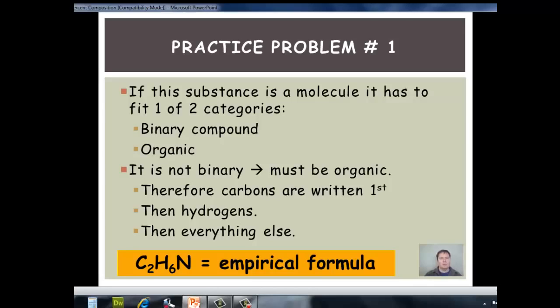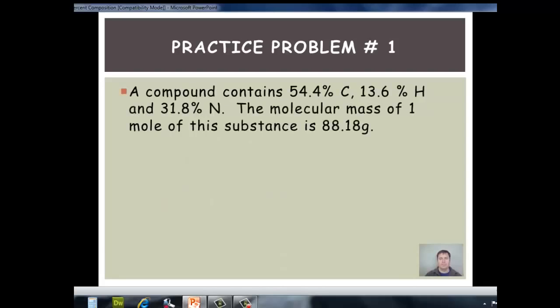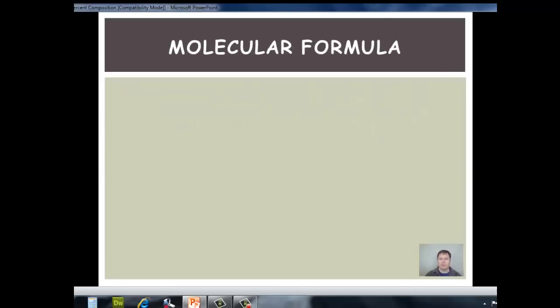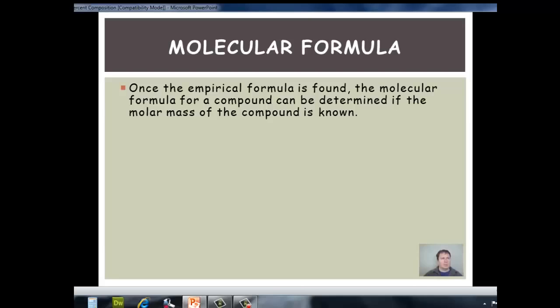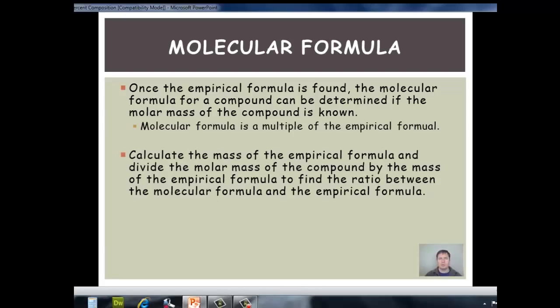Okay, now we need to go to part 2, and that's figuring out the molecular formula. Here was what it says. Now we need to calculate the molecular formula part of this. This second part, this right here. Take in the second part of information they gave us. Once we know the empirical formula, the molecular formula can be determined if the molar mass of the compound is known. Well, they gave us the molar mass of the compound. So remember, the molecular formula is just a multiple of the empirical. So we're going to multiply the subscripts in the empirical by some value to get our molecular.